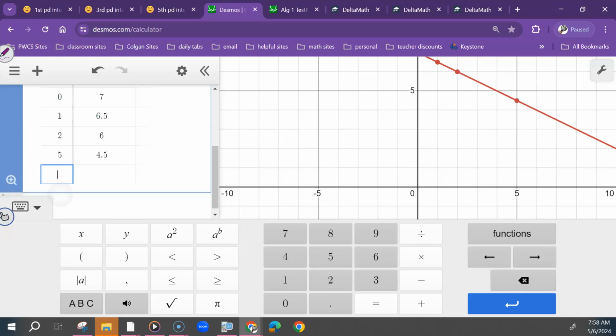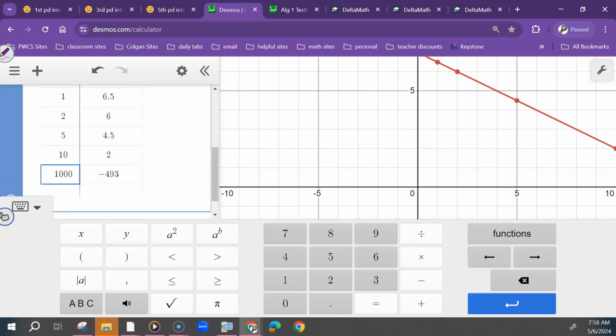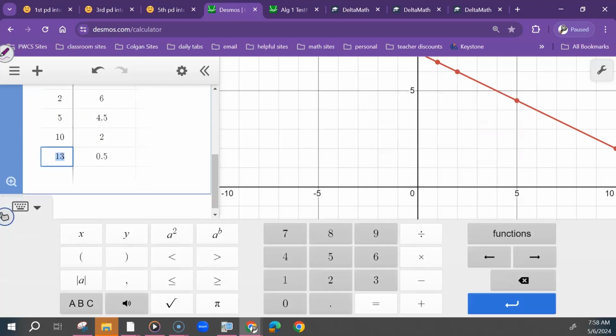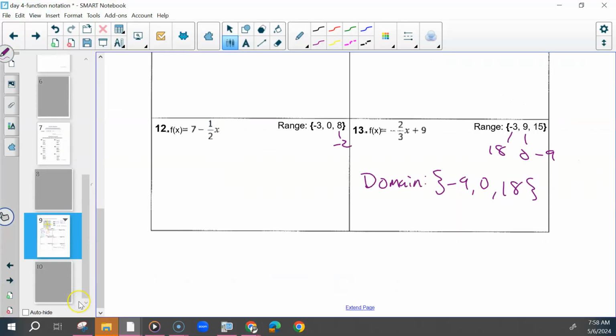Not low enough. Someone guess something higher. 1,000. Okay, not 1,000. That's too high. 10 is closer. 1,000, just so you see what happens. Way too high. It was 14 for 0. And then we still need negative 3.